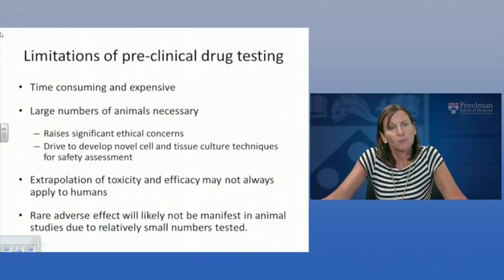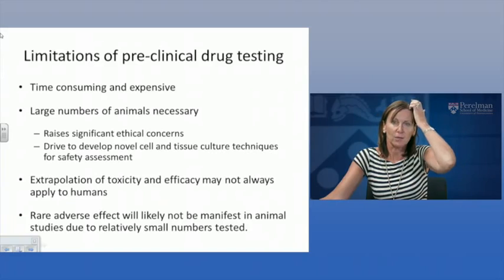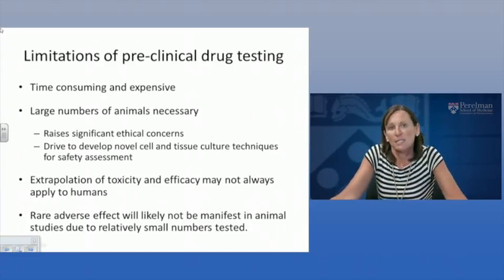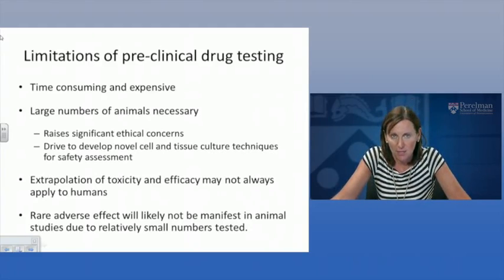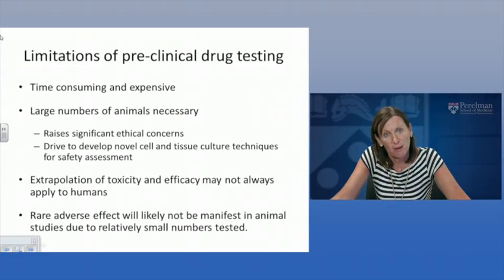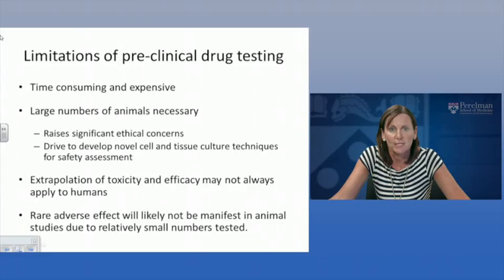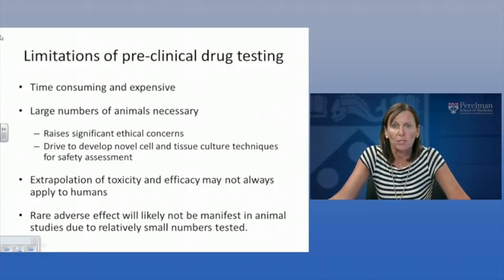The limitations of preclinical drug testing warrant attention. First of all, animal testing is expensive. It takes a long time. Very often it has to be replicated. As a result, large numbers of animals are necessary, and this raises significant ethical concerns, as mentioned previously. There is an overwhelming drive to limit the total number of animals that are exposed to any research procedures on a national as well as international level.